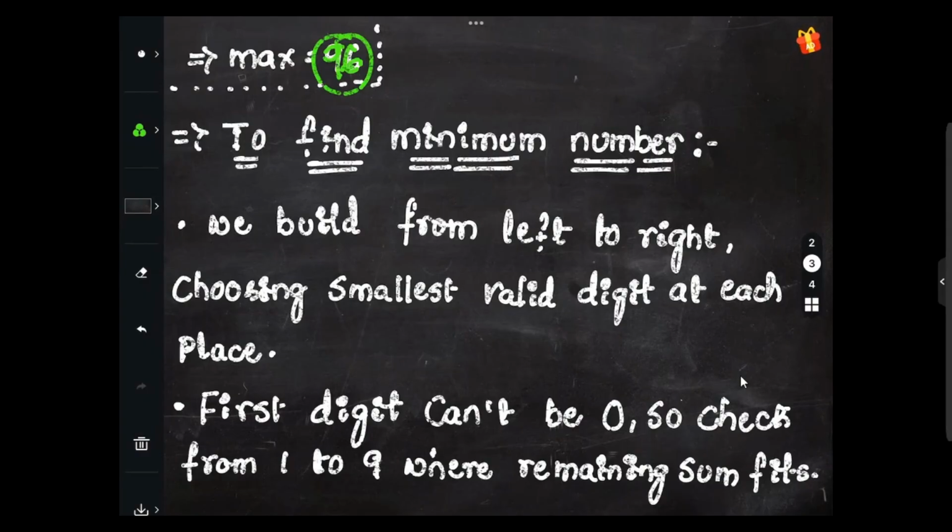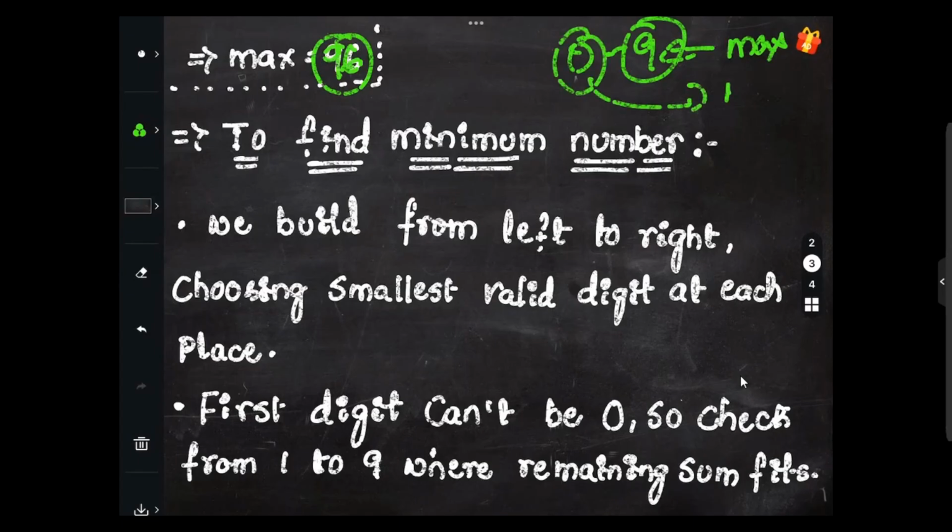We'll be doing a similar thing for the minimum number as well. We will build from left to right, as we have to go with the minimum number. We build from left to right, choosing the smallest valid digit at each place. The maximum digit from 0 to 9 is 9, so we considered this one to find the maximum number. The minimum digit is 0, we will use this one first to find the minimum.